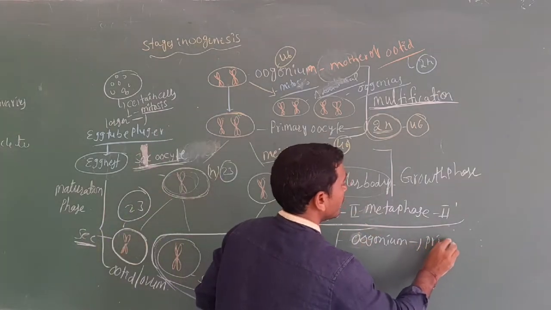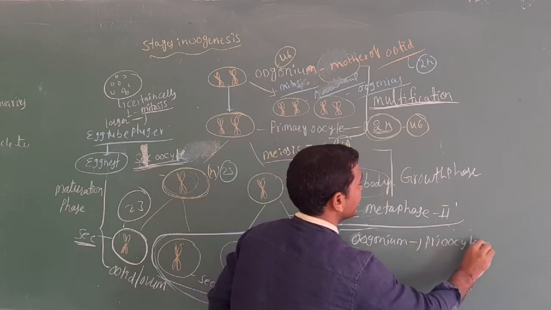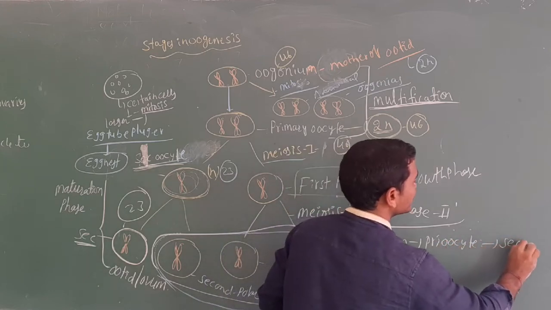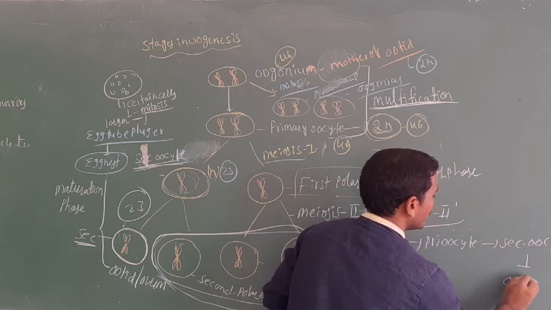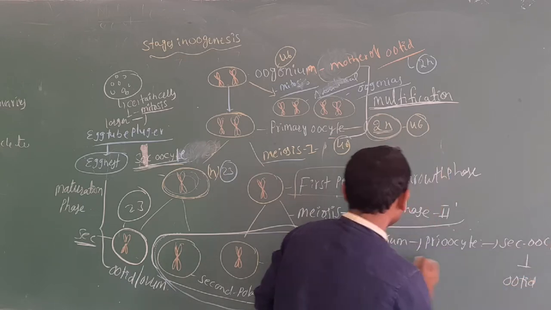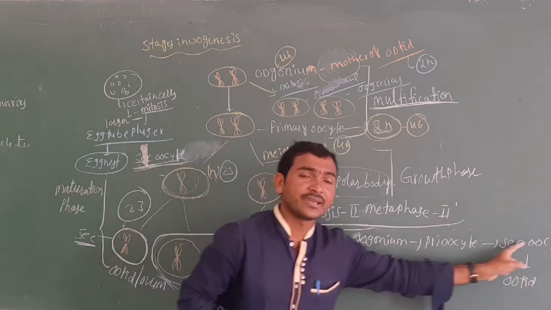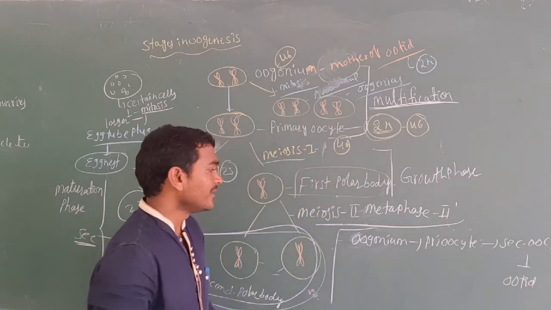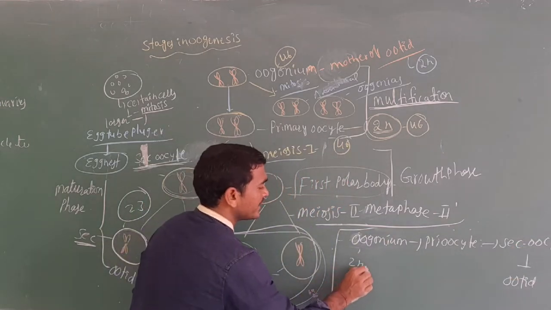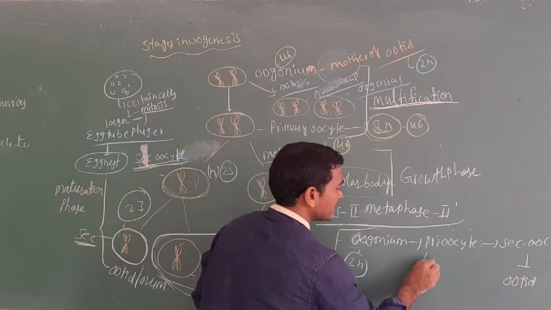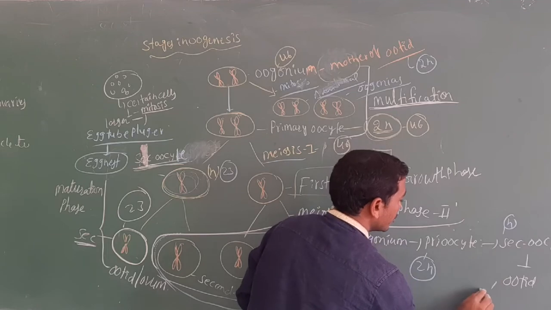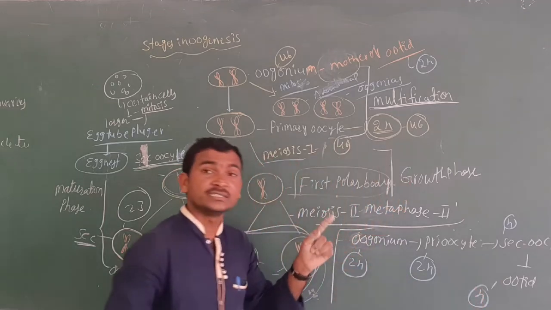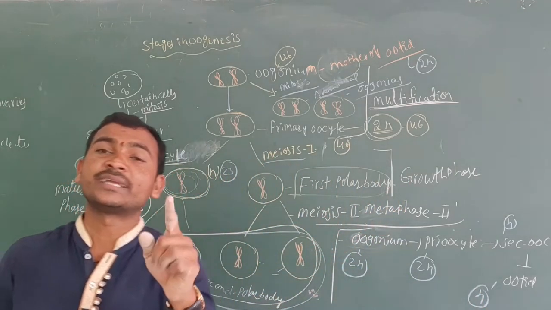Oogonium to primary oocyte, primary oocyte to secondary oocyte, secondary oocyte to ootid. This is the way of formation. The oogonium is of 2n nature. The primary oocyte is 2n. The secondary oocyte is n. The ootid is also n. The ootid is nothing but a secondary oocyte.